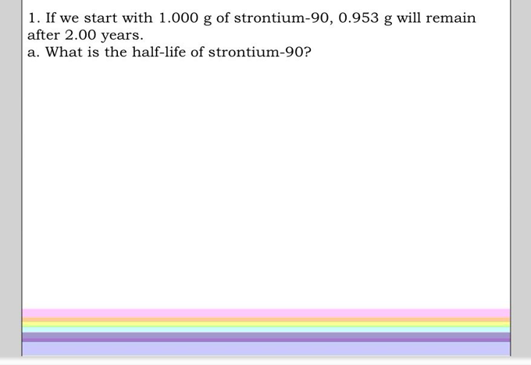All right. The first one in your note packet has something about uranium-238. Just skip that. We're not going to do that one. We're going to start at number 2, and it says if we start with 1 gram of strontium-90, we want to know how much will remain after 2 years. So this is a half-life problem, so you know you're going to use this equation, natural log of N sub t over N sub 0 equals negative kt.